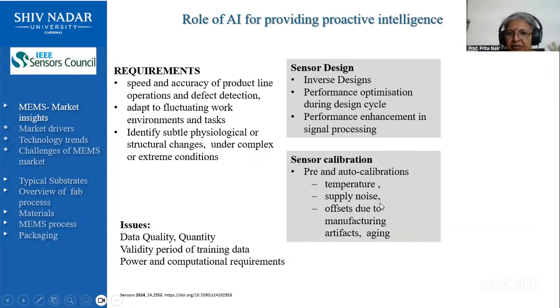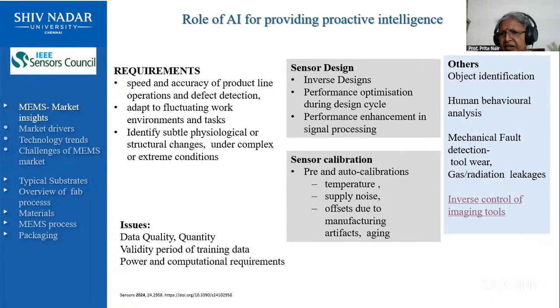to offset supply noise, offset the temperature-induced effects, offset the aging phenomenon which could be there in your sensors, etc. So this is one area where you will find a lot of papers on the role of AI for giving proactive intelligence. The other area is on other standard things like object identification and classification.